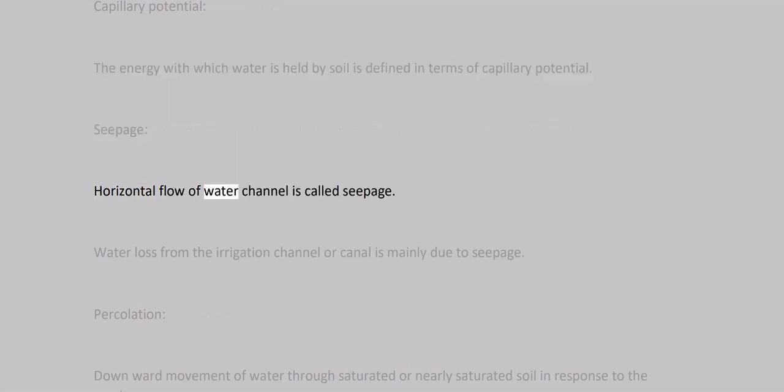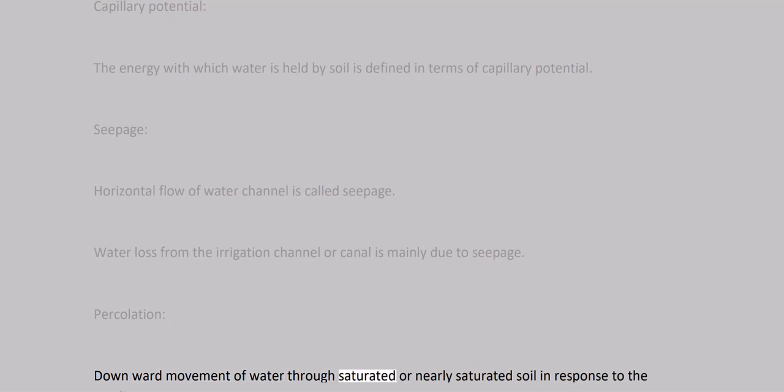Seepage. Horizontal flow of water from a channel is called seepage. Water loss from the irrigation channel or canal is mainly due to seepage. Percolation. Downward movement of water through saturated or nearly saturated soil in response to gravity. Infiltration. Entry of water from the upper layer of soil is called infiltration. It occurs in unsaturated soil. Leaching.